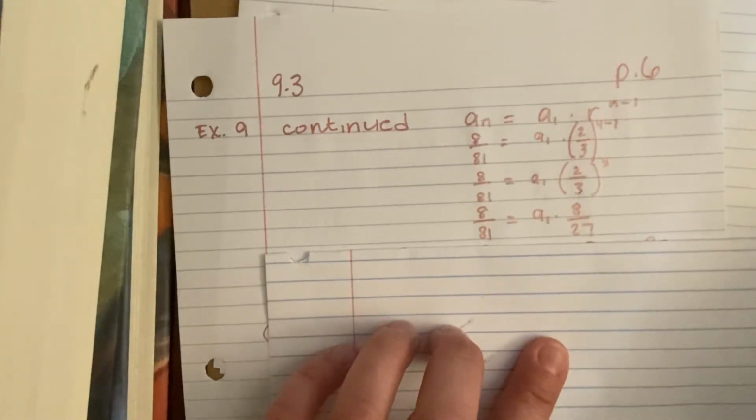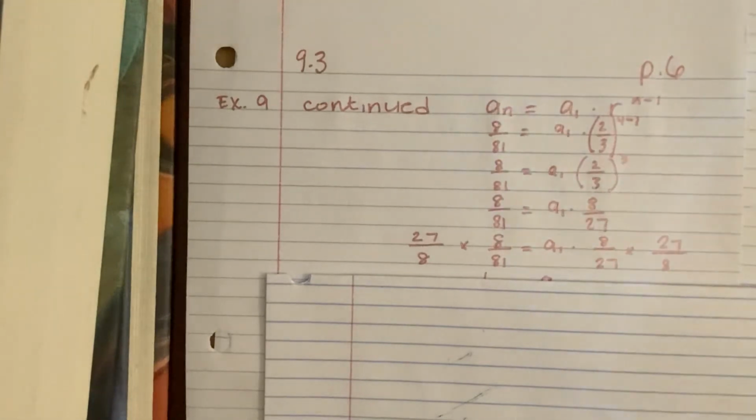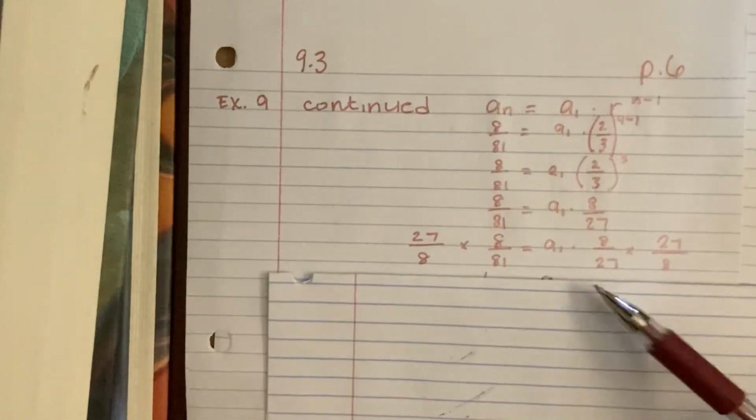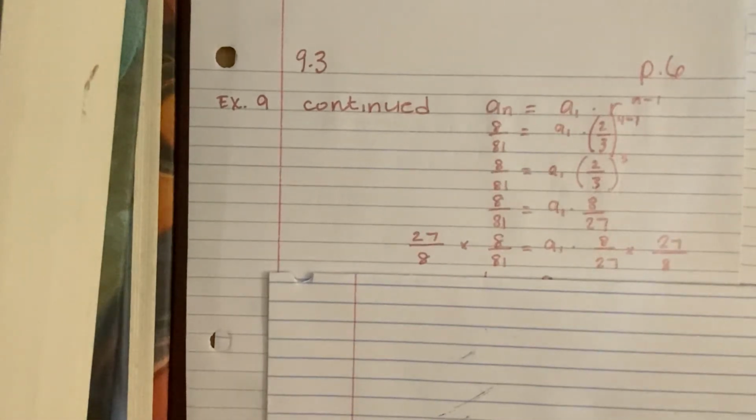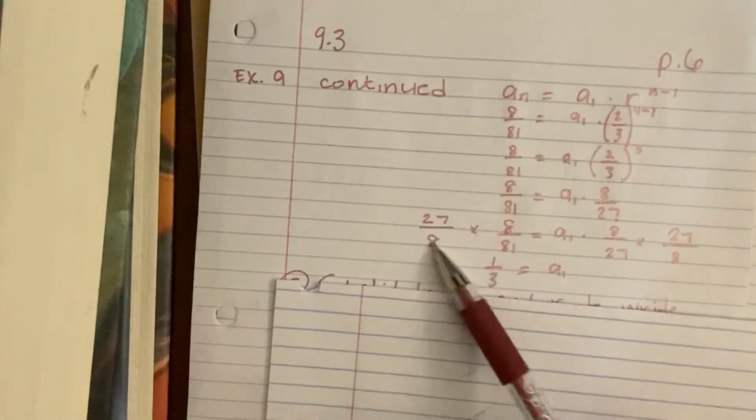I want to find a sub 1. So to get rid of the 8 over 27, we're going to multiply by its reciprocal. Okay, so I'm multiplying both sides by 27 over 8. The 8s would cancel, the 27s would cancel. So now you've got a sub 1 by itself. And when we multiply here, you're going to end up with 1/3. So the value of the first term in the geometric sequence is 1/3.